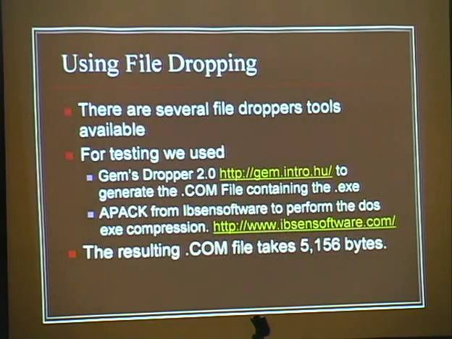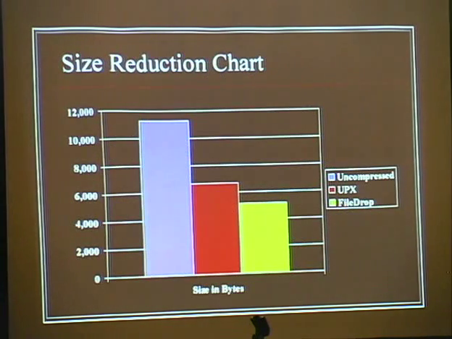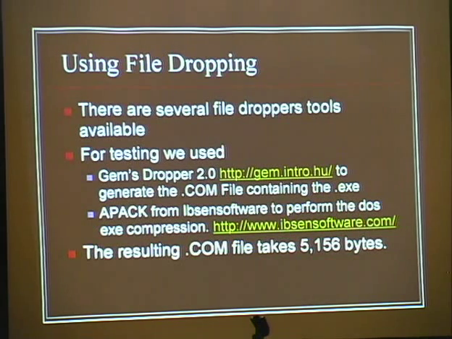There are several file droppers that you can use. For our testing, we used GEMS dropper, and we used APAC in order to compress it. What GEMS dropper does is take the Windows executable and tack on the DOS program as a .com file that writes it out, runs it, and deletes it. Then we used APAC to compress that .com file into the smallest version possible. So you can see at this point we've gone down to about 5K. We're not quite there, but we're getting much closer.